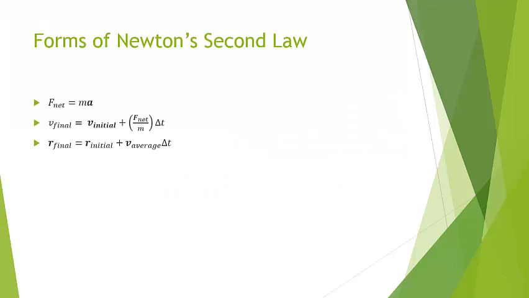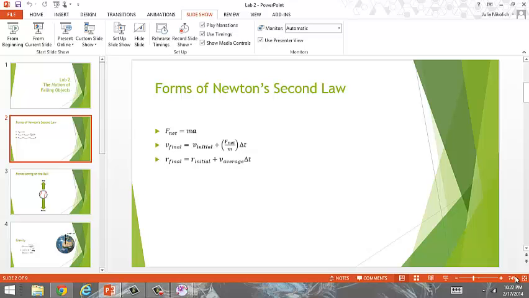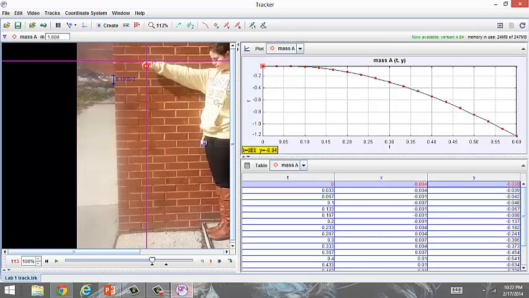Newton's second law, in its simplest form, states that the net force on an object equals the mass of the object times acceleration. This can be derived to the equation final velocity equals initial velocity plus the net force on the object divided by its mass times the change in time. This equation can be further derived to the equation final position equals initial position plus the average velocity times the change in time. A paper ball was dropped and analyzed in Tracker.